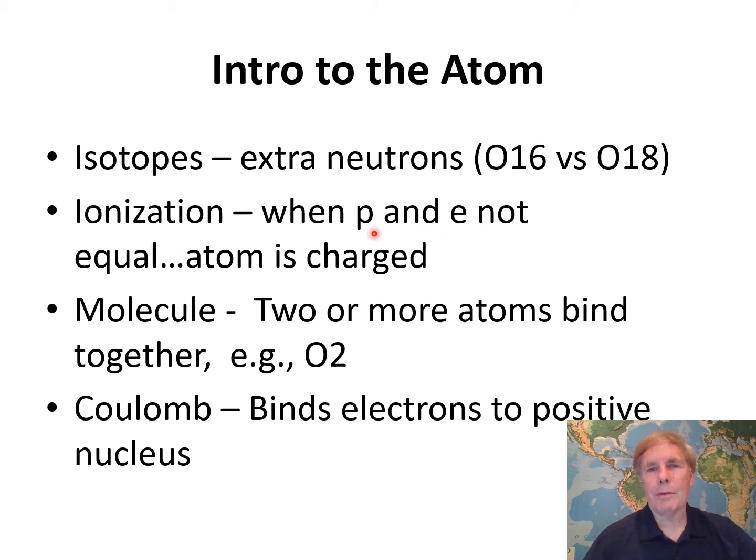Ionization. This simply means when the number of protons and electrons is not equal, the atom is charged. An atom can either lose an electron or it can gain one, depending on the situation. Either way, that's called ionized. The whole atom becomes charged, has an electric charge.